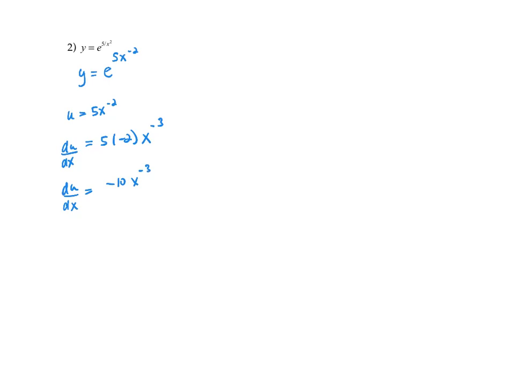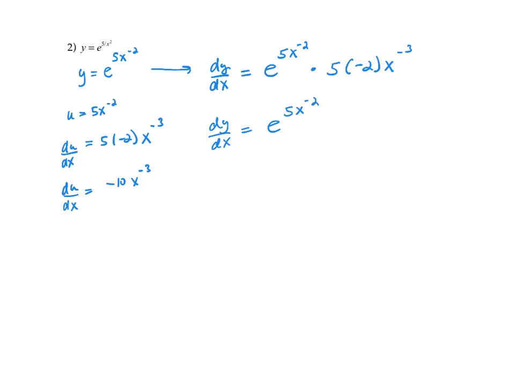All right, so what it looks like in the problem, taking the derivative of y with respect to x will give us the function itself, e to the 5x raised to the negative 2 power, times that derivative, 5 times negative 2 x to the negative 3. So it's the derivative of the exponent. And we simplify that to be e to the 5x to the negative 2 multiplied by negative 10 x to the negative 3.